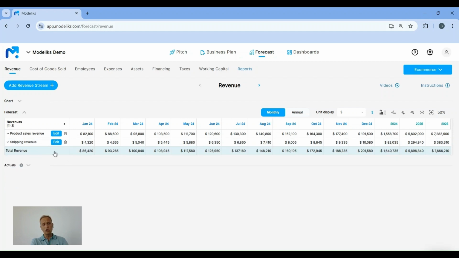So the total revenues for our e-commerce business are now calculated: 1.6 million in total in year one, 5.8 million in year two, and 7.6 million in year three. And that's it. As simple as that, we have calculated the total revenues for our e-commerce business.